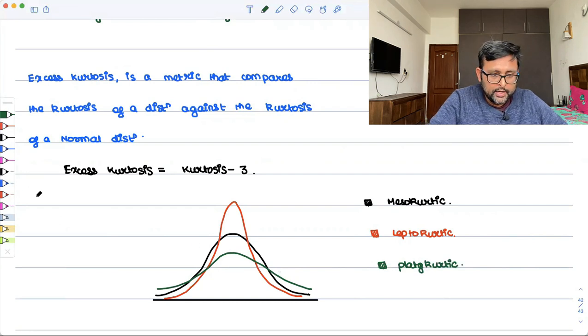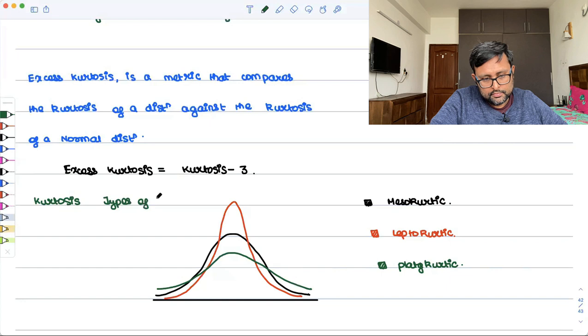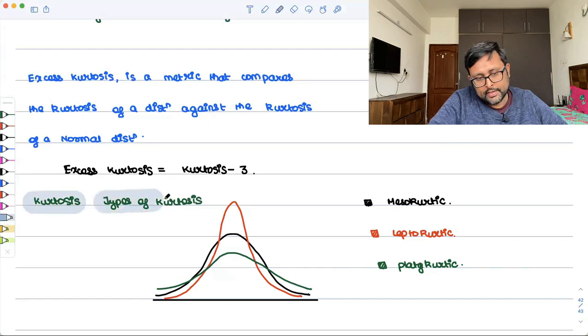Platykurtic, right? So this is what we have done: kurtosis and types of kurtosis. We have done kurtosis and types of kurtosis.